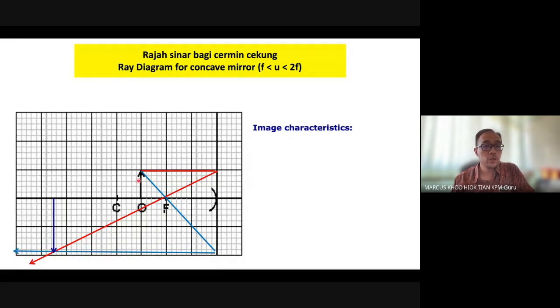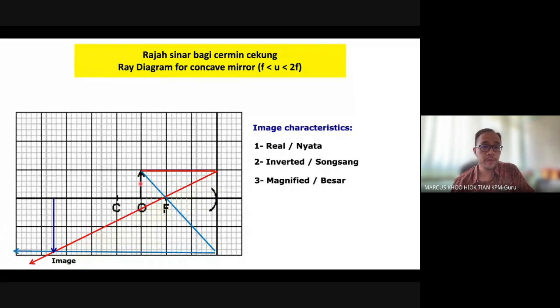So, same question, image characteristics. Is it real? Yes, it's real because it's on the same side as the object. Remember, for mirror and lens it must be different: lens, the other side, then real; mirror, same side, real. Secondly, is it inverted or not? Of course, it's inverted because originally it is right side up. When the image comes out, it is inverted. What is the third one? It is magnified, because it should take about one and almost two boxes, and this one is only one box. So it is magnified.